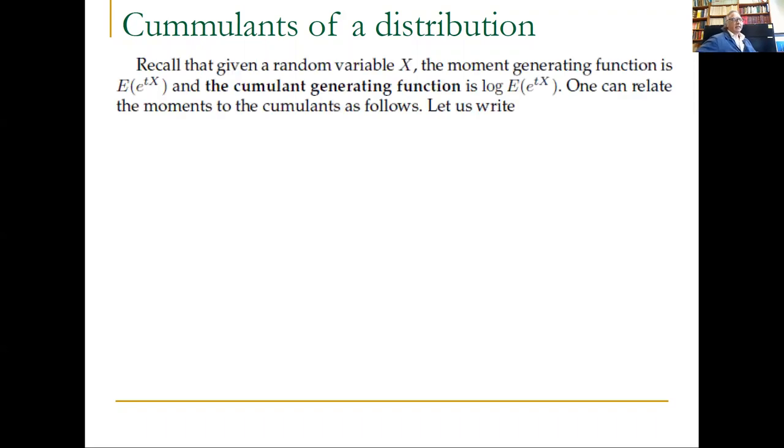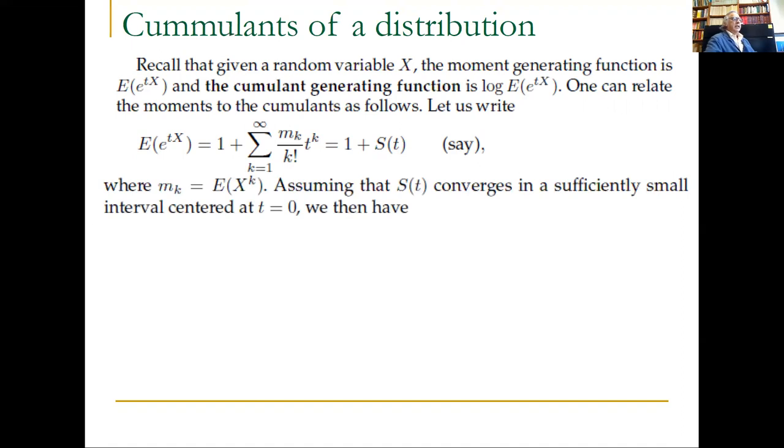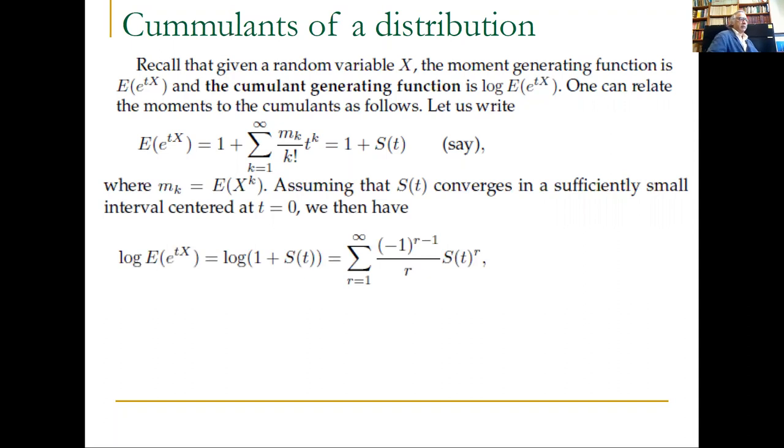Given a random variable x, the moment generating function is the expected value of e to the tx, and the cumulant generating function is the log of the expected value of e to the tx. And one can relate the moments to the cumulants as follows. If you write the expected value of e to the tx as a series, it's easy to see that the coefficients are the moments of the distribution. If I write the series as 1 plus s of t, then s of t converges, let's say, in a sufficiently small neighborhood of t equals 0, and you can take a log of this thing and make an expansion.